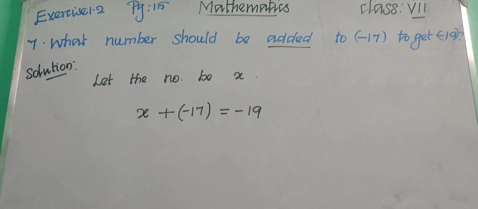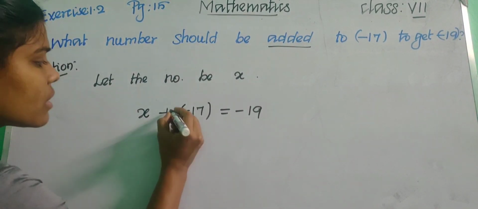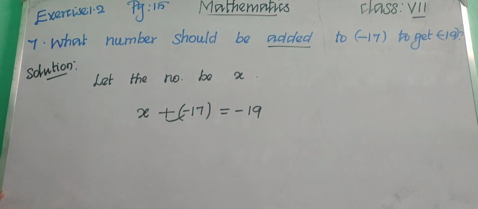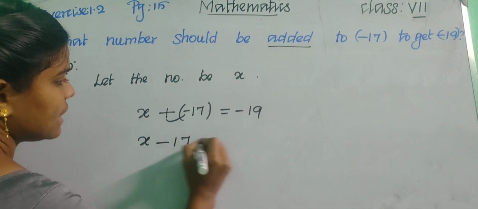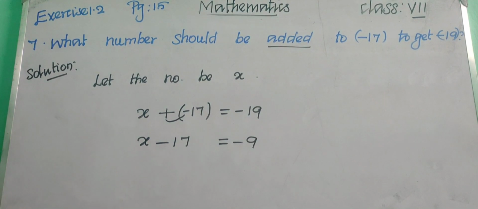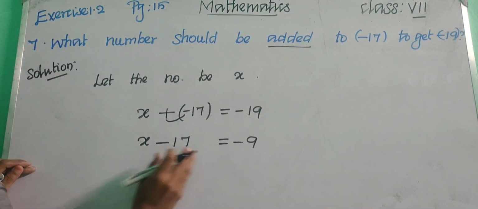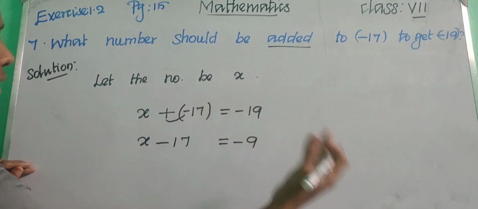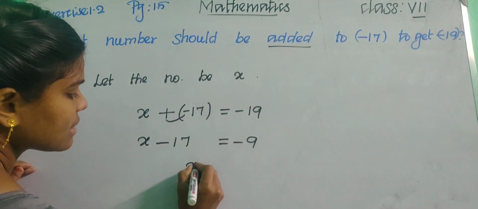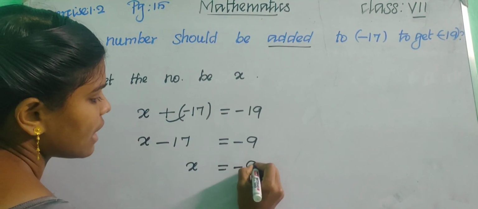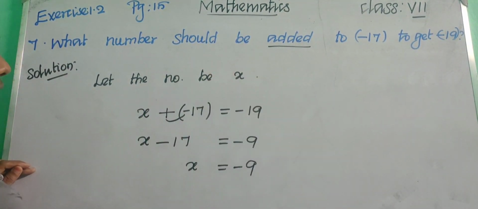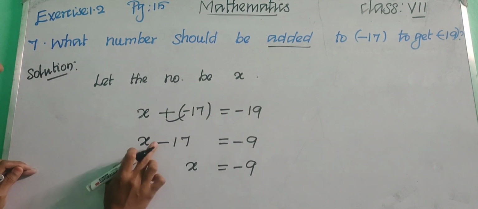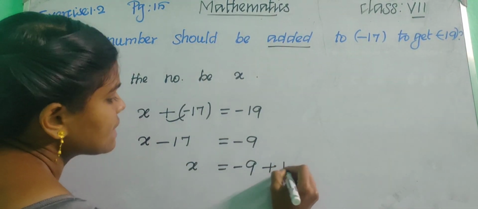Now we can do it very easily, right? We have plus and minus here, so plus into minus gives minus, and we get x minus 17 equal to minus 19. Okay children, just keep the x on one side and bring this integer to the other side. Here we have minus 17, so if it moves to the other side the sign will change, and minus 17 will change to plus 17.